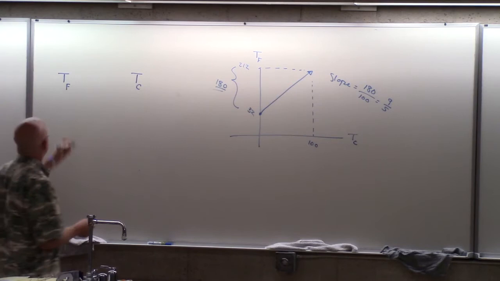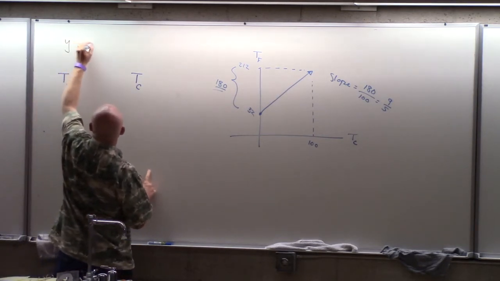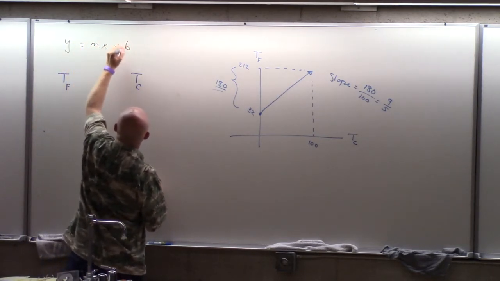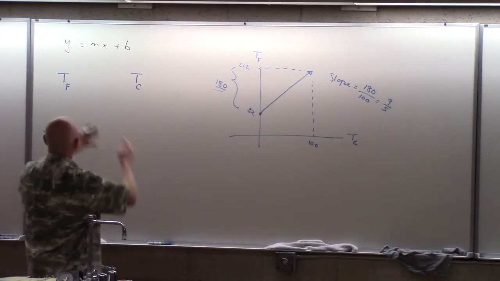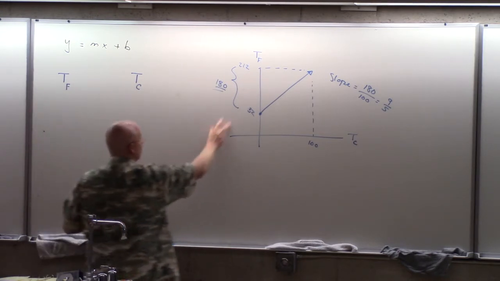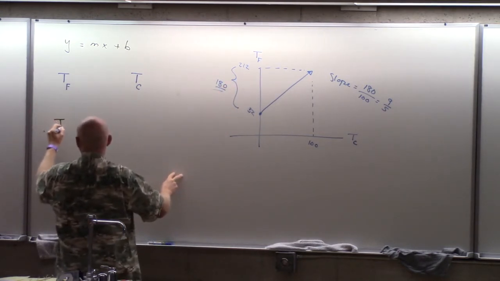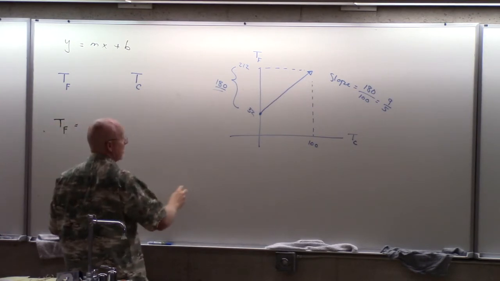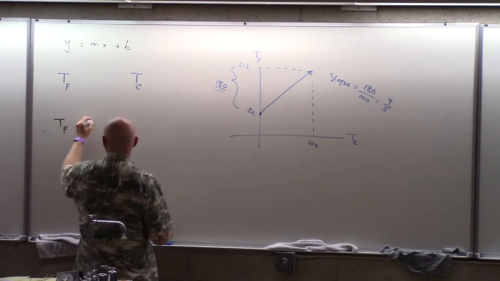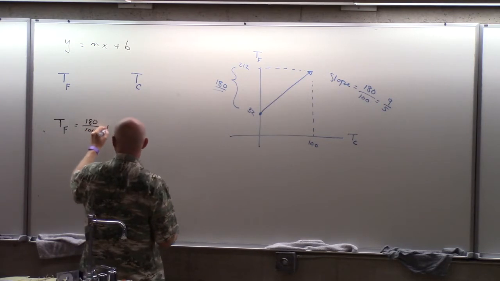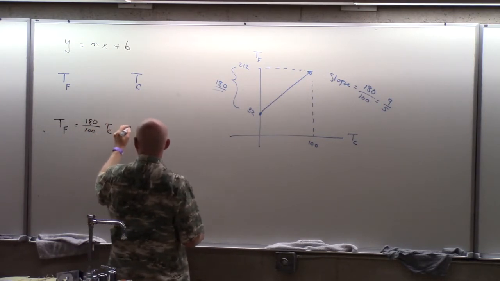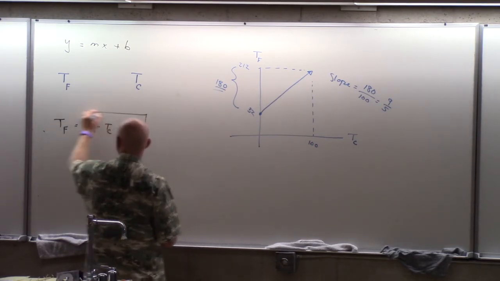I mean, if you think about this as y equals mx plus b, I just have a line. I can go from one to the other. So on the vertical axis, I have the temperature on the Fahrenheit scale. The slope is 180 to 100 on the Celsius scale, and the intercept is 32 degrees.